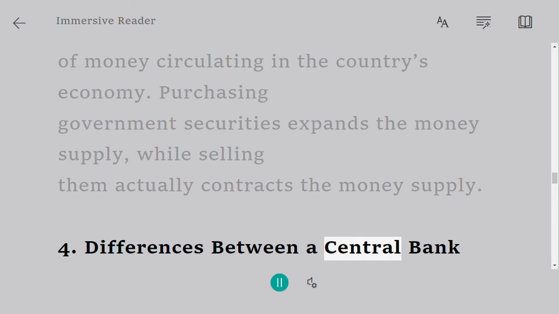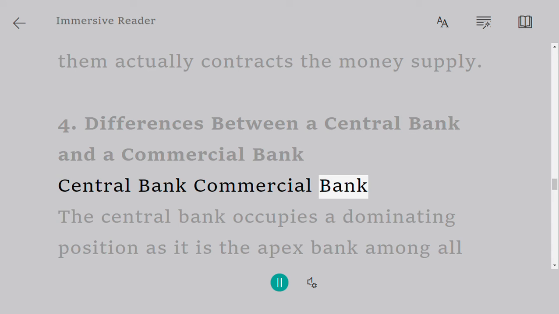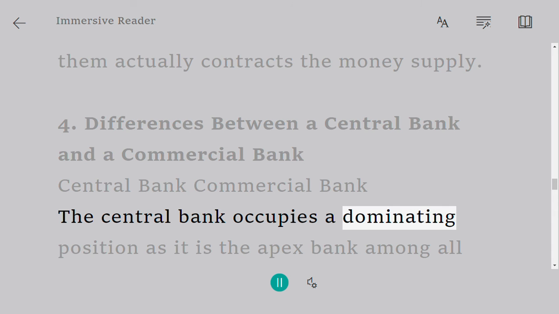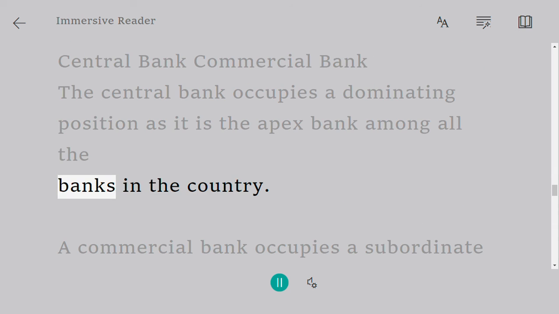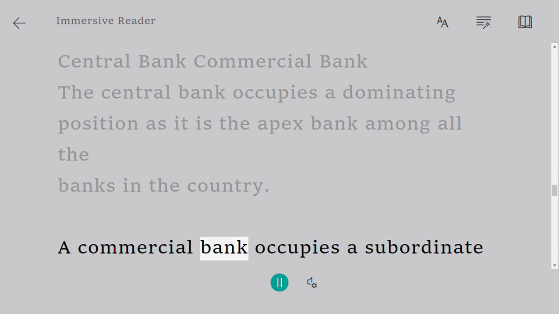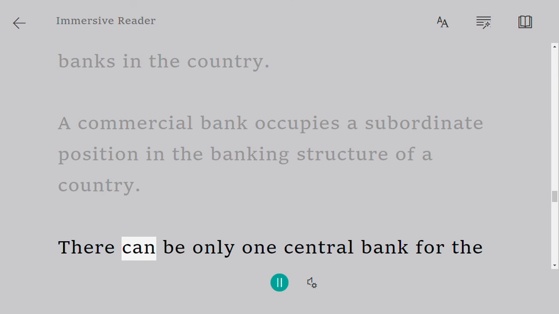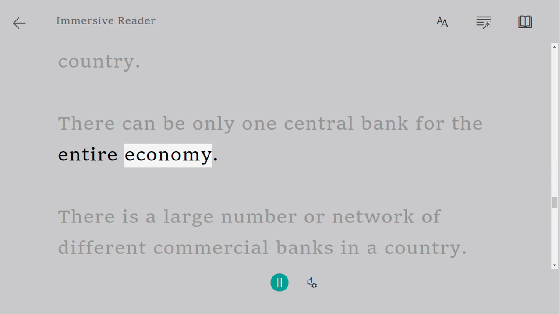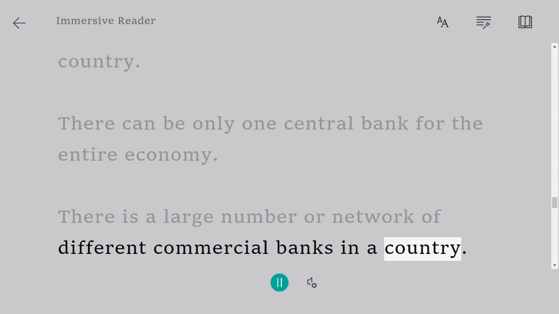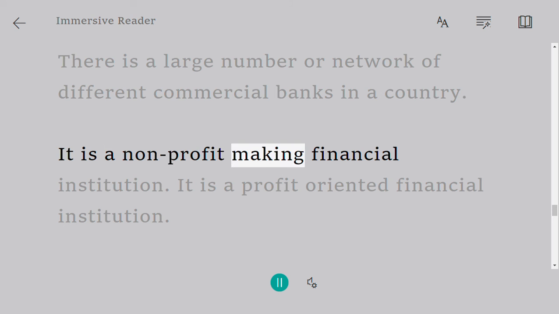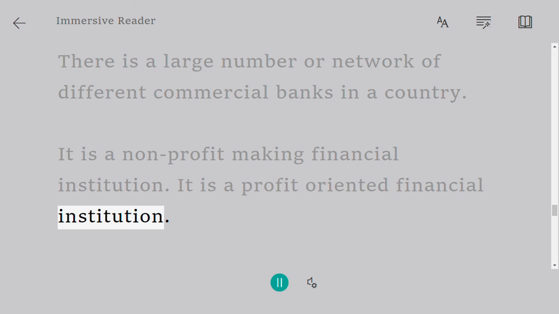4. Differences between a central bank and a commercial bank. Central bank, commercial bank. The central bank occupies a dominating position as it is the apex bank among all the banks in the country. A commercial bank occupies a subordinate position in the banking structure of a country. There can be only one central bank for the entire economy. There is a large number or network of different commercial banks in a country. It is a non-profit making financial institution. It is a profit-oriented financial institution.